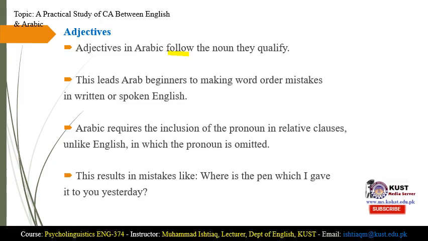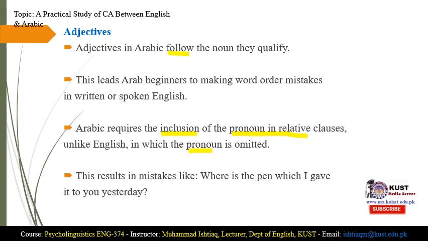Arabic requires the inclusion of the pronoun in relative clauses, unlike English in which the pronoun is omitted. Another major difference: if a pronoun is in object position in a relative clause, English just omits it. The general pattern in English is that if a pronoun happens to be in object case in a relative clause, it is omitted, but Arabic does not omit it, it retains it. So where English omits things, Arabic retains. Where Arabic omits things, English retains. So the two languages are quite in contrast to each other.